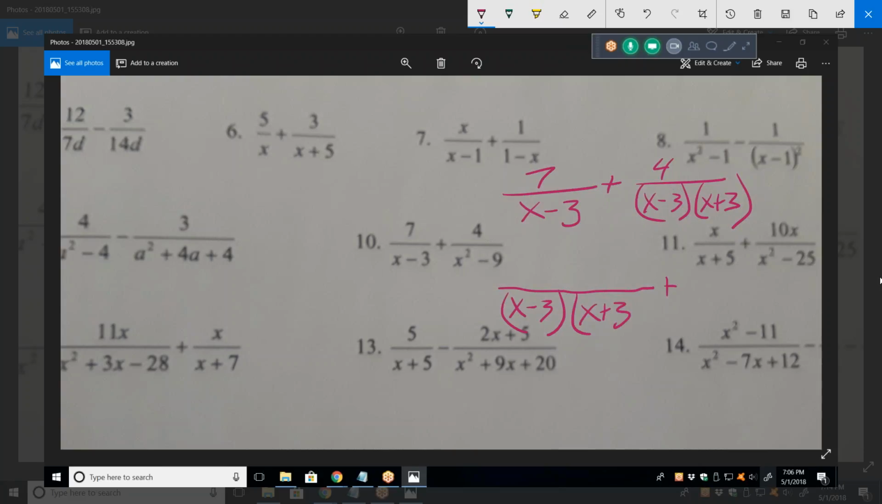Hold on. Bear with me. I'm writing all this stuff out. That's why it's certainly easier than having to write the problem also.